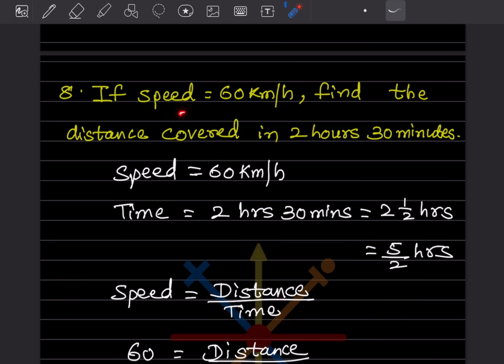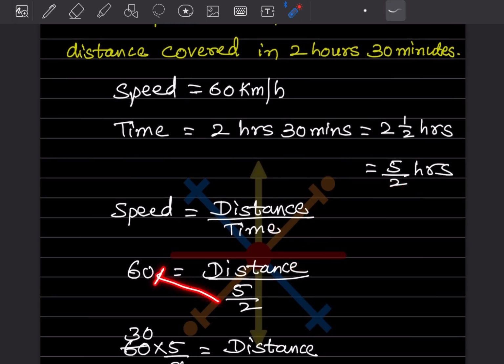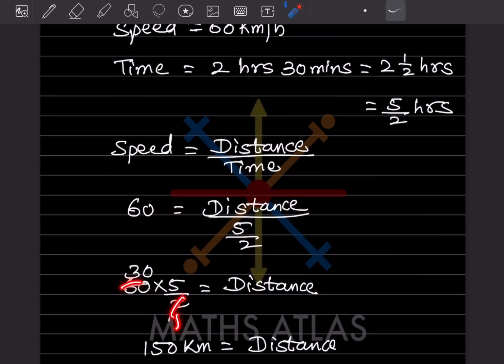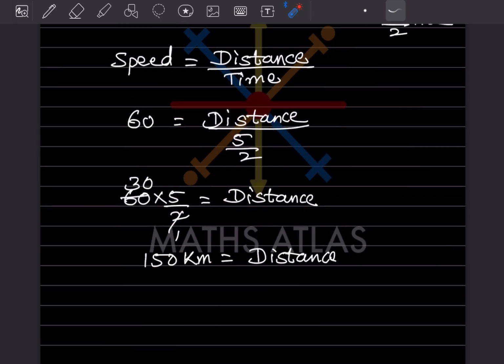So here the speed is 60 km per hour. The distance we don't know, and the time is given, that is 5 by 2. So again you will multiply it. 60 into 5 by 2 is the distance. 2 ones are 2, 30s are 35s are 150 kilometers, the distance.